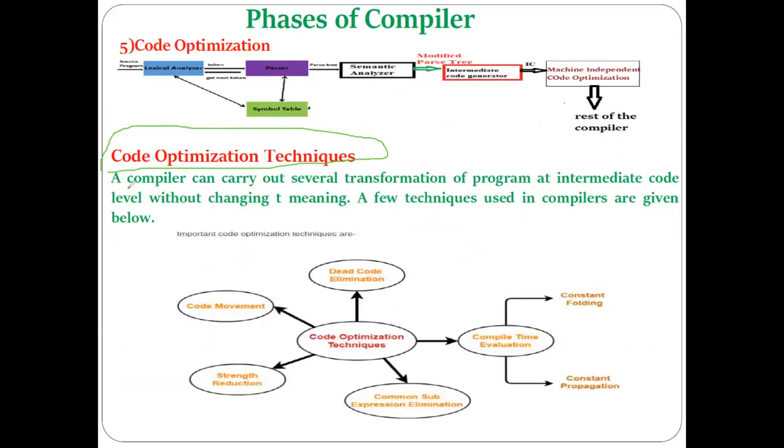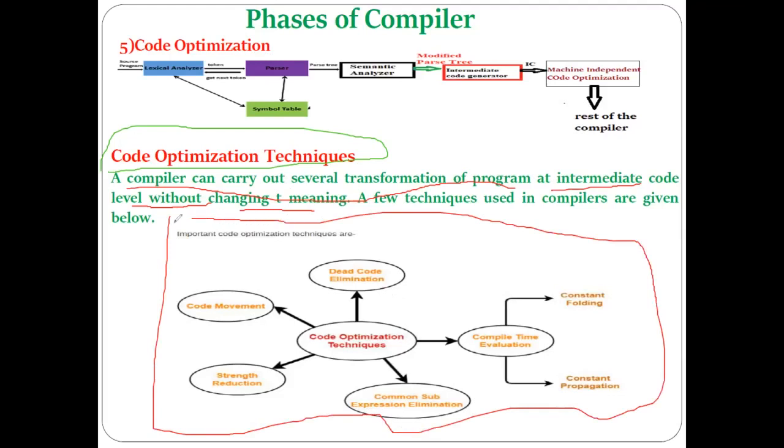Okay, so here I have mentioned a compiler can carry out several transformations of a program. Several transformations, in the sense the compiler can do several changes in the program at intermediate code level. Means the compiler can perform changes in the intermediate code without changing its meaning. Now, in order to do that, these are the different techniques available. In detail, we will discuss these techniques with examples. Like we have, first, the technique compile time evaluation, which again consists of two techniques: constant folding and constant propagation.